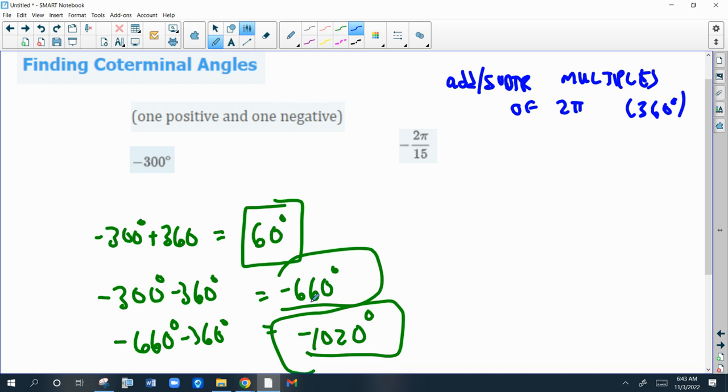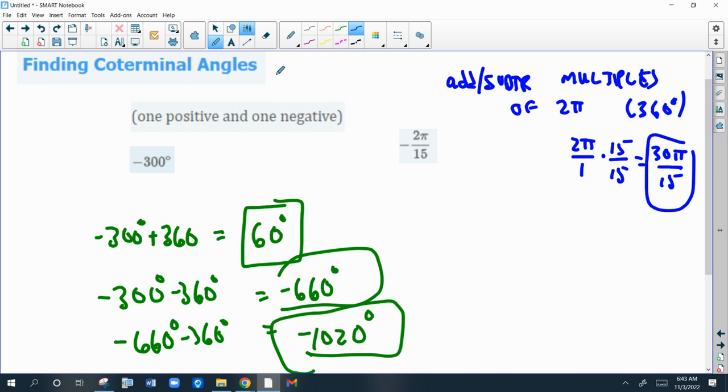So the key here is it's a fraction, so get a common denominator. I'm going to add and subtract 2 pi from this, but if you want to get a common denominator of 15, just multiply 2 pi by 15 over 15. So 2 pi and 30 pi over 15 are the same thing. And that's going to help me add and subtract here.